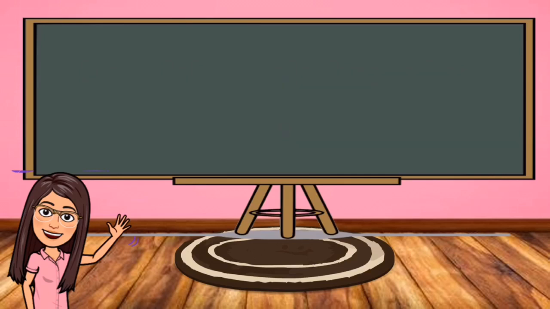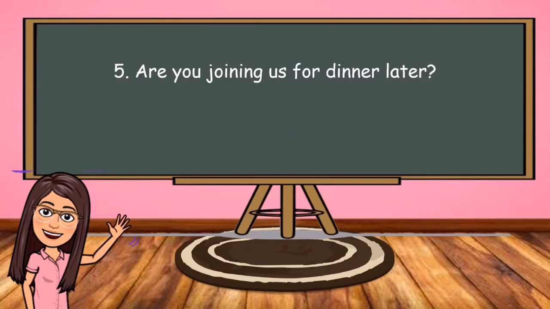Number 4, I love my country. Our answer here is IC or independent clause. And number 5, are you joining us for dinner later? The correct answer is sentence, S. Very good. I hope you all got the correct answer.